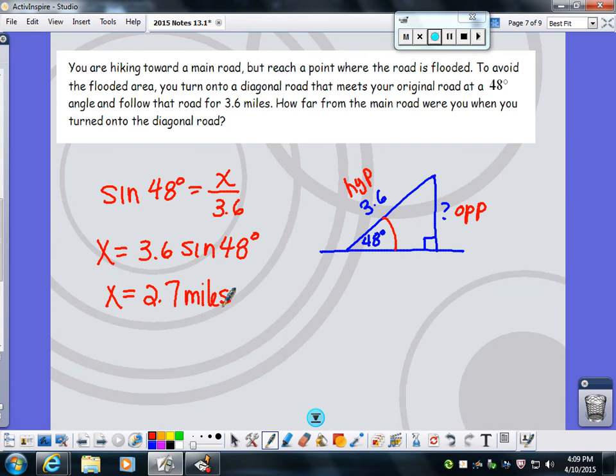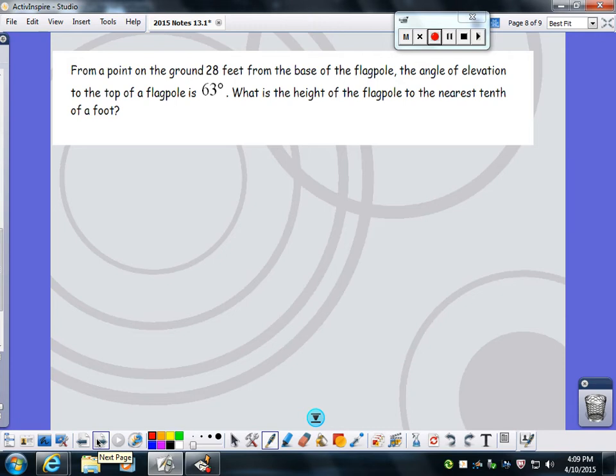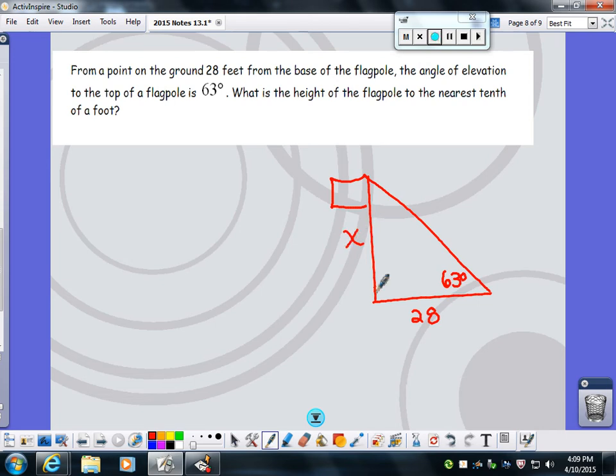All right, let's look at another word problem. From a point on the ground 28 feet from the base of a flagpole, so we've got a flagpole. From a point on the ground 28 feet, so the point out here that's 28 feet away, the angle of elevation to the top of the flagpole is 63 degrees. So this is 63 degrees. What is the height of the flagpole to the nearest tenth of a foot? So we're looking for this height of our flagpole. Here's our right angle.